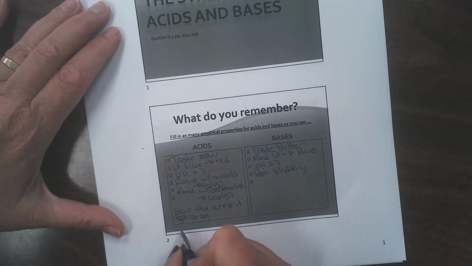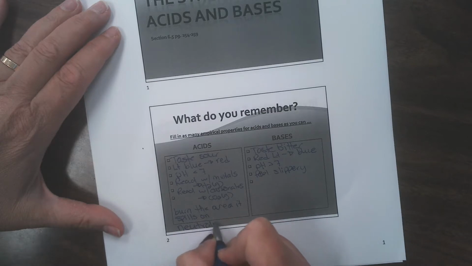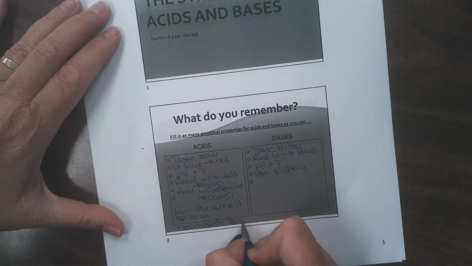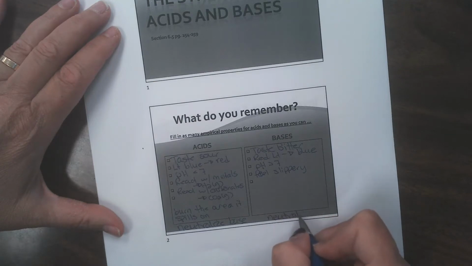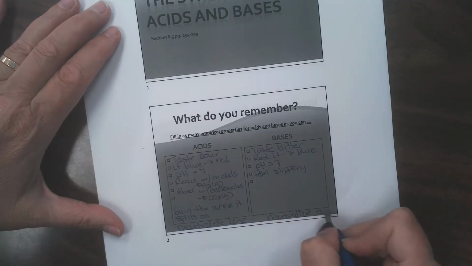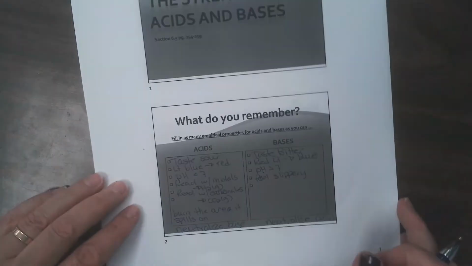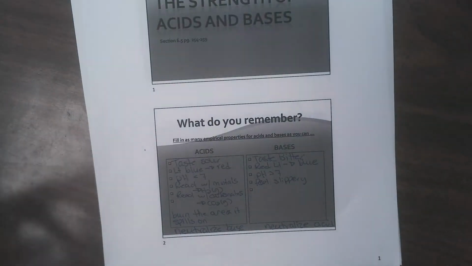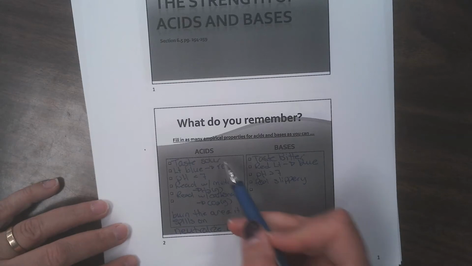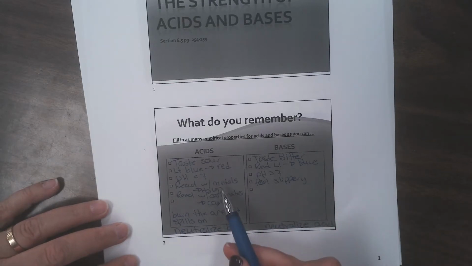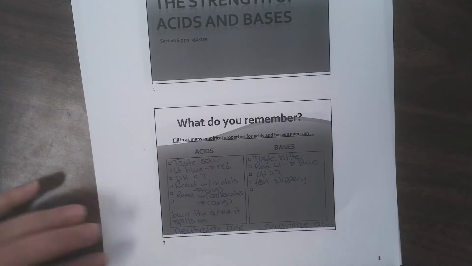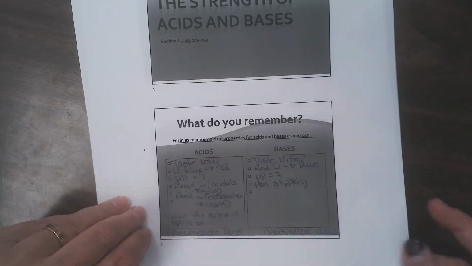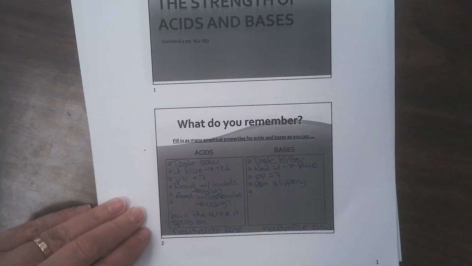And then the big one is that acids will neutralize a base, whereas bases will neutralize an acid. So those are empirical things. Those are things that we can taste, see, hear, and feel. So those are empirical properties.